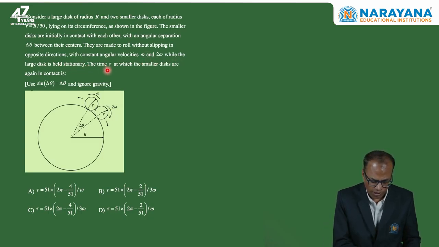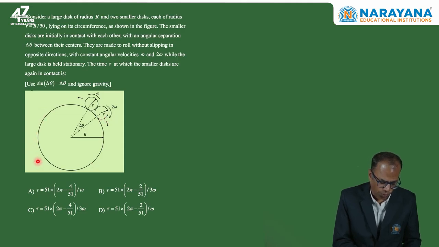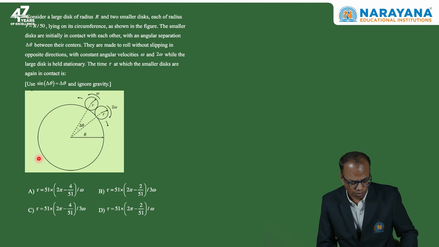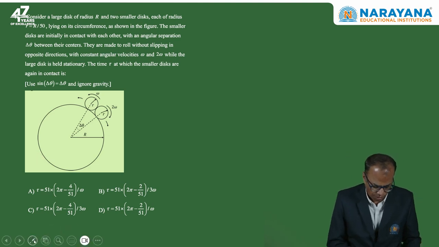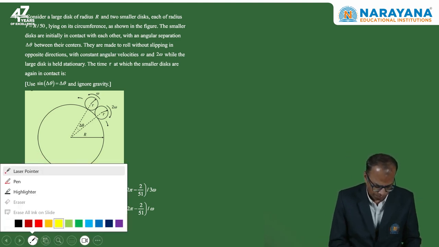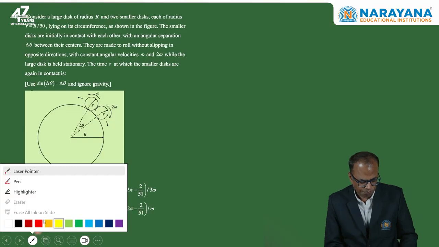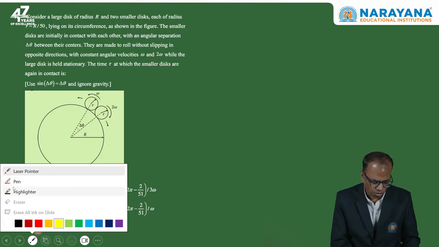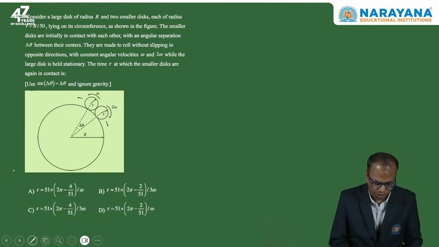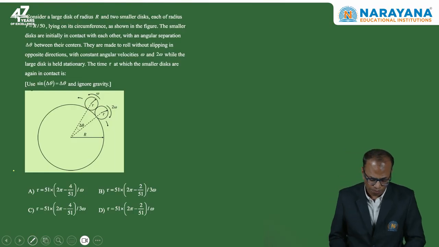We have to find the time at which the smaller disks are again in contact. So this wheel moves to a certain point here, and this wheel also moves to some point here, and they again come in contact. We want to find out the time after which they come in contact with each other. So let's break the question down, understand what is the idea.